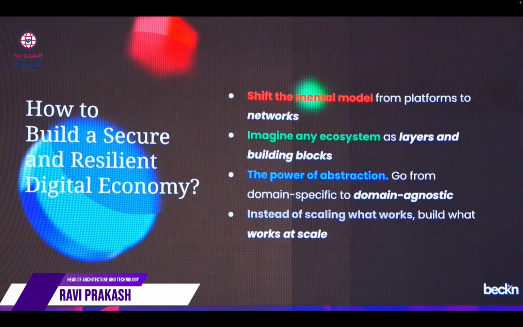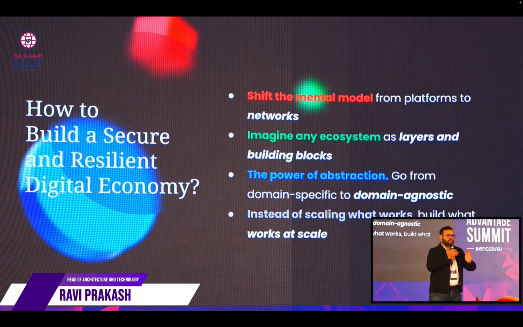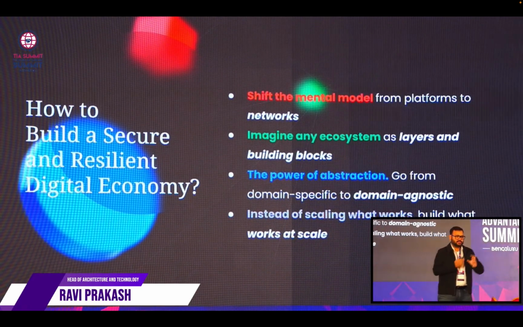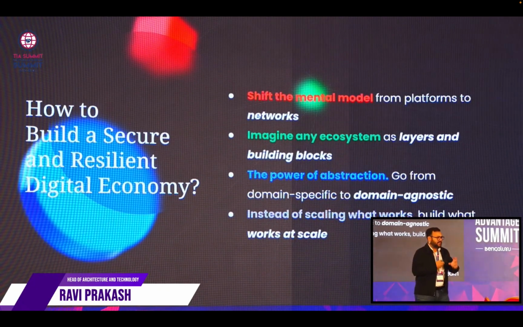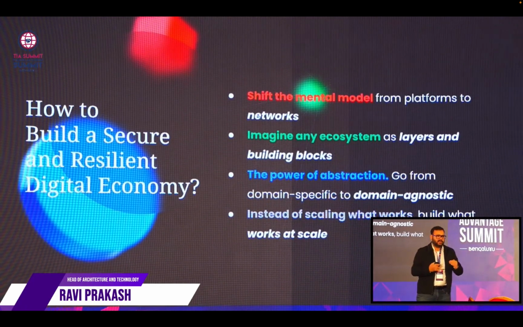And to summarize, how to build a resilient and secure economy, first and foremost, right, as some of our friends also talked about today, is to first change our mental model, right? It is not about one person solving everything. It is an entire ecosystem that has to come together and collaborate together to solve problems at scale. Imagine any ecosystem as layers and building blocks, right? Understand what the layers are, and then define which layer are you operating in, and solve for a very simple problem in that layer. And abstract.